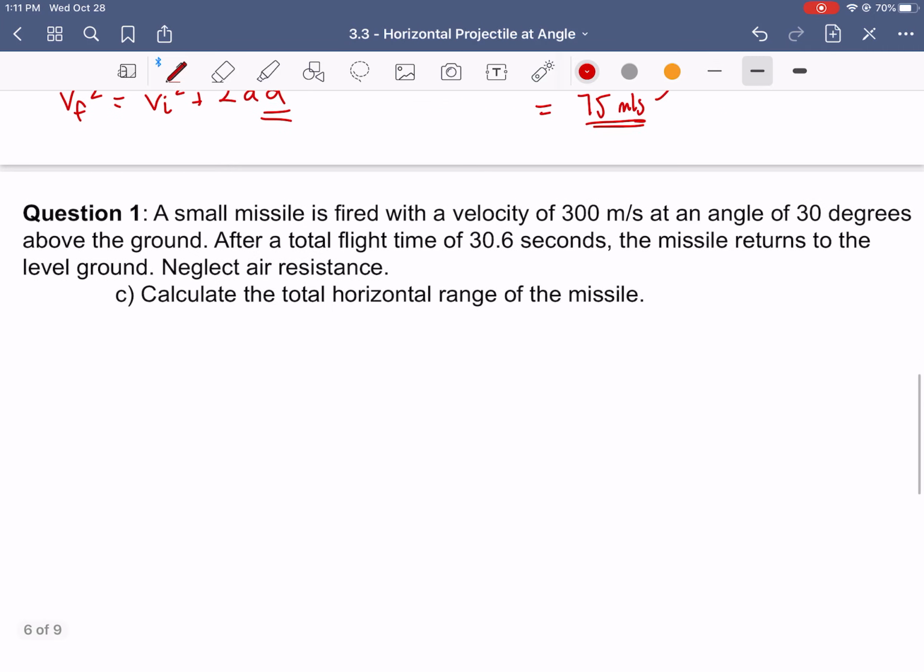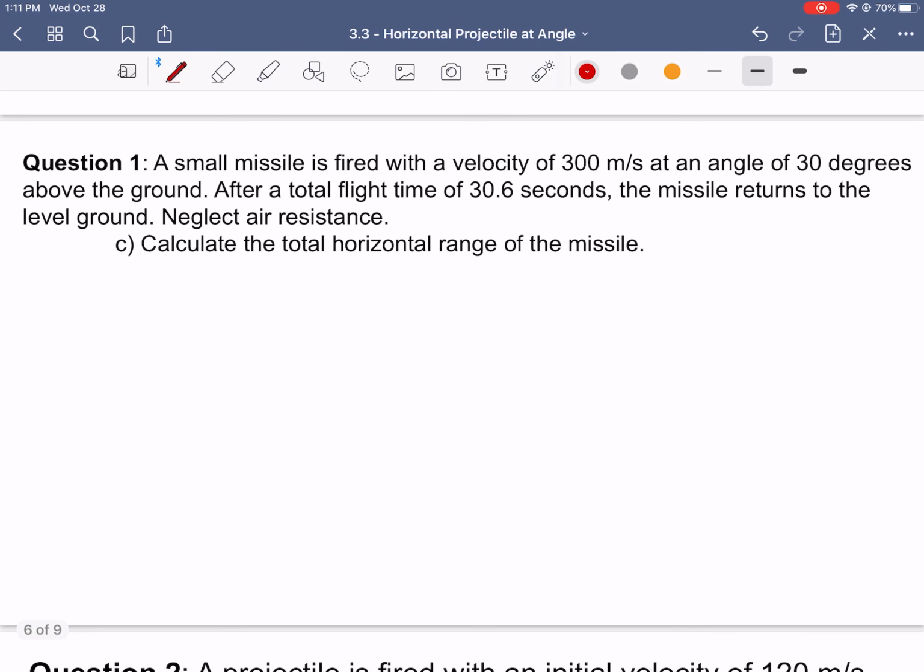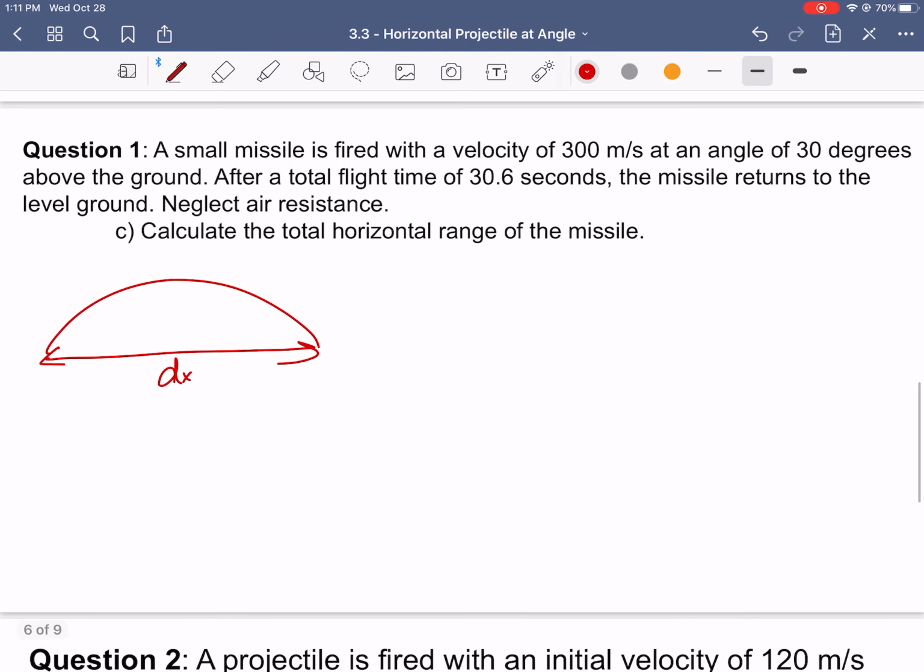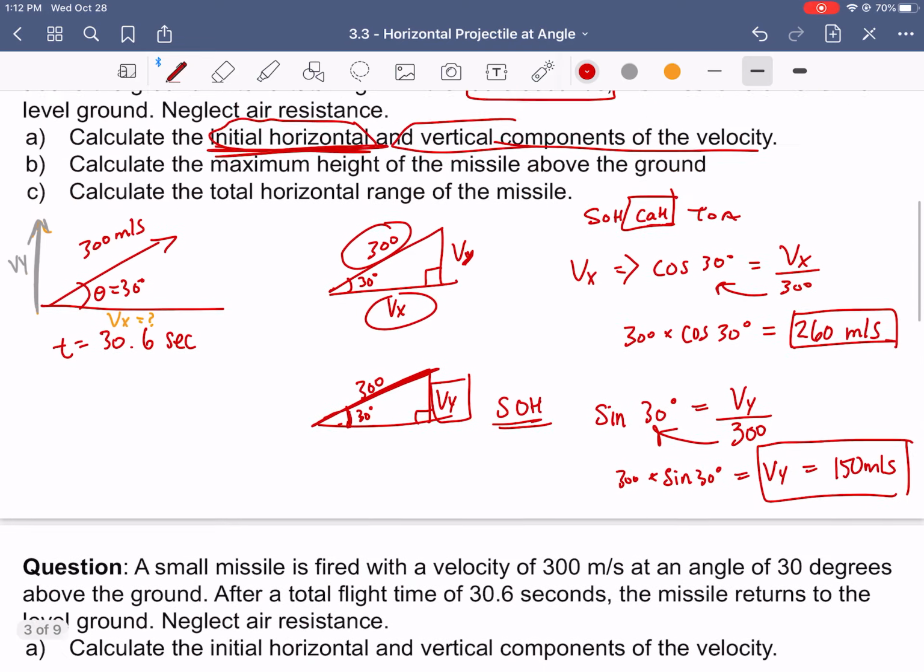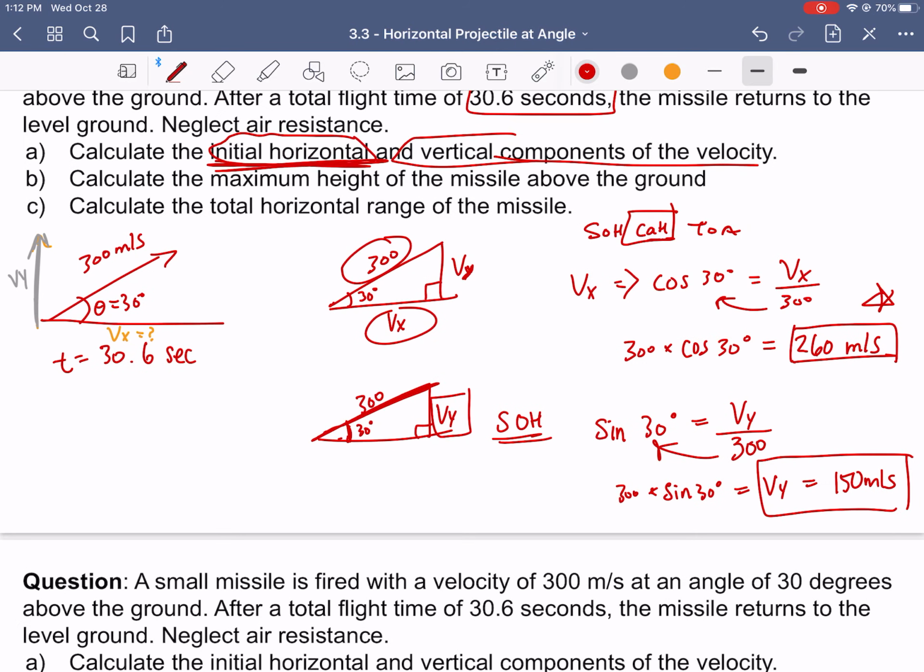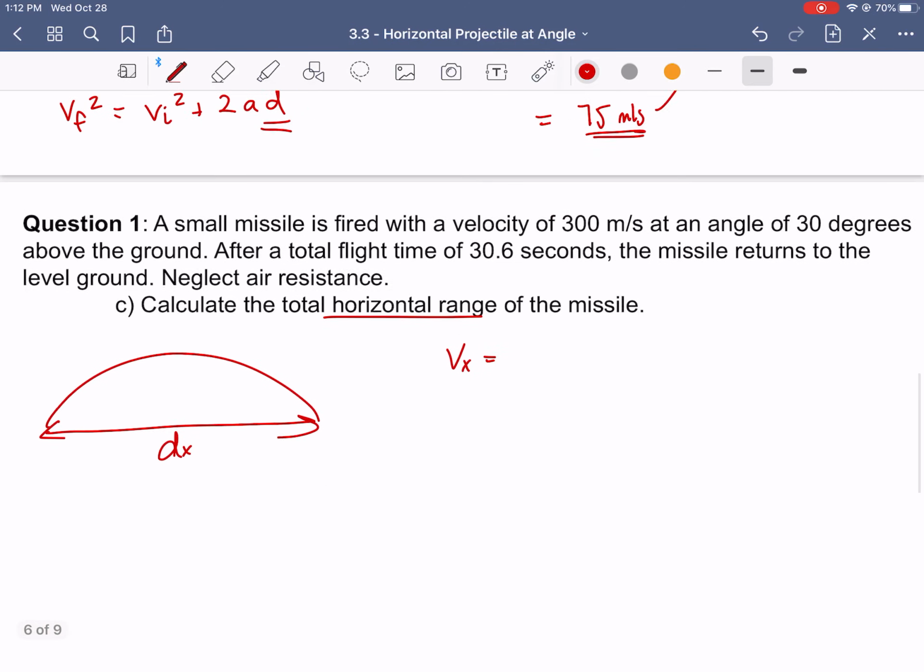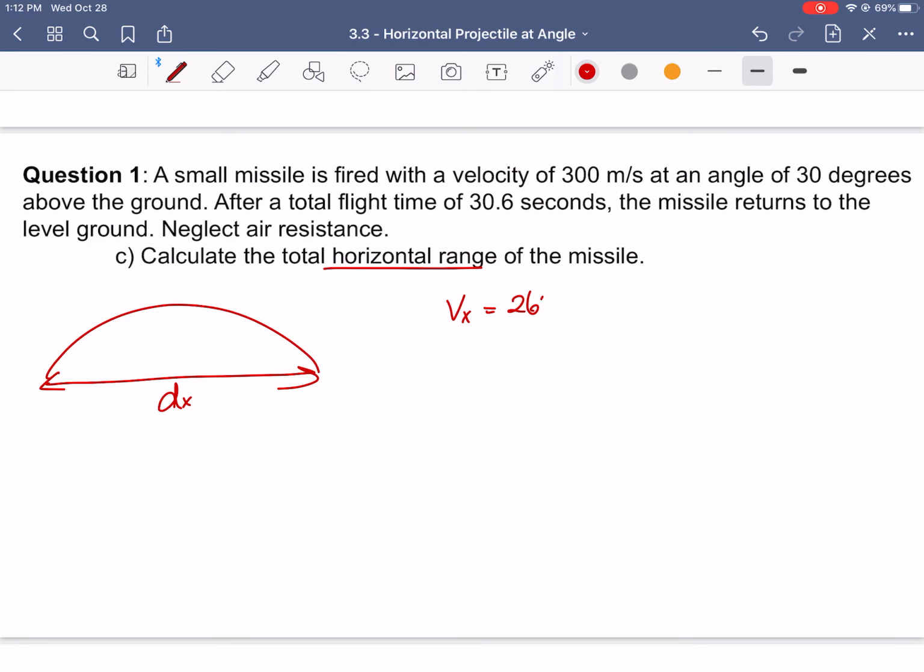All right, part C. Calculate the total horizontal range of the missile. In this case, it's asking you to calculate this distance right here, the distance of that total range of the missile. Okay, horizontal range. I'm going to write down whatever information I know about the horizontal side. So Vx is from part A, I know that it was 260 meters per second, so I'm just going to write that down. 260 meters per second, and this thing never changes.